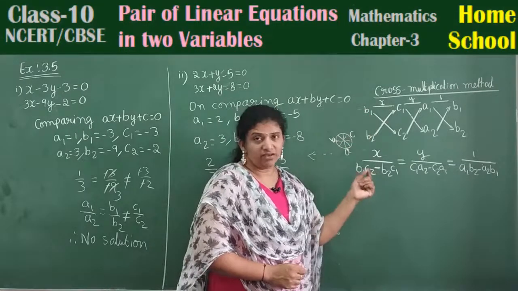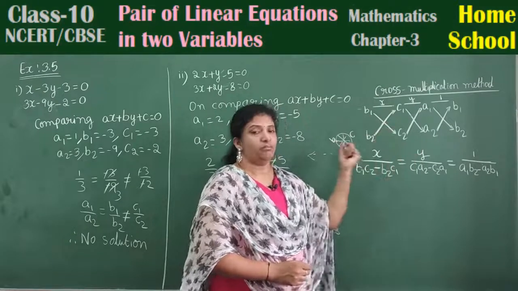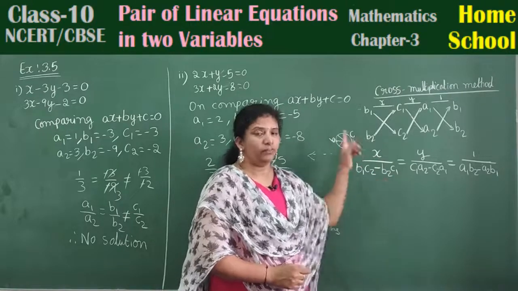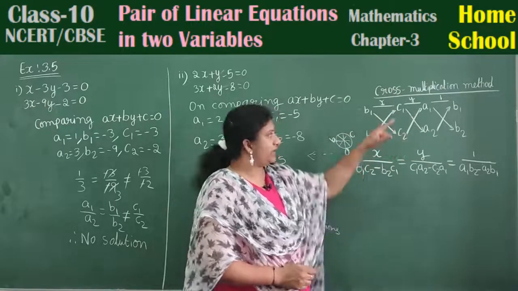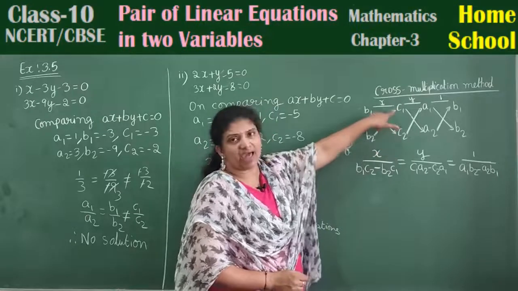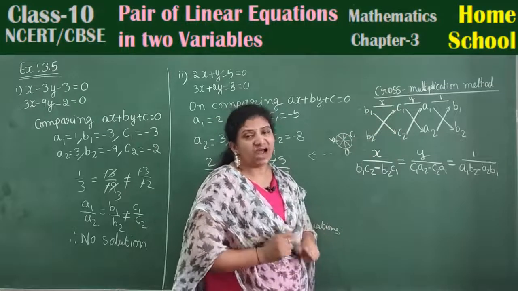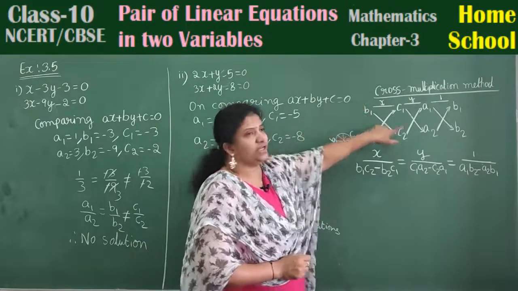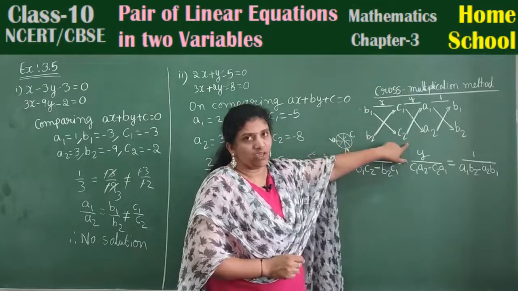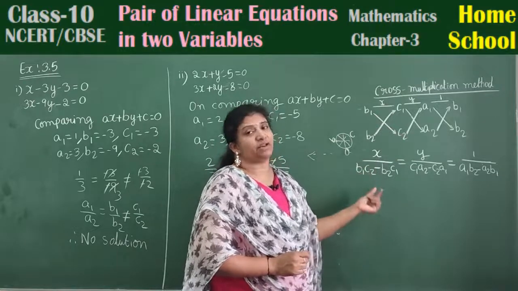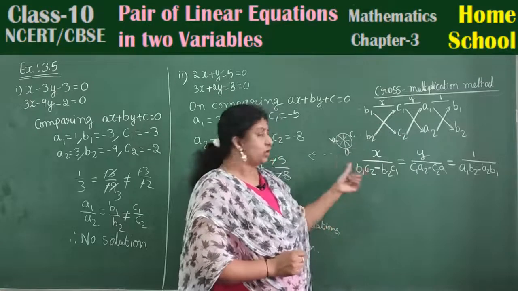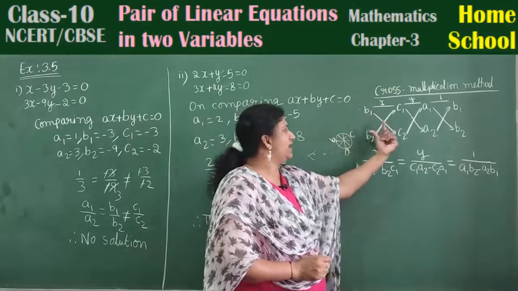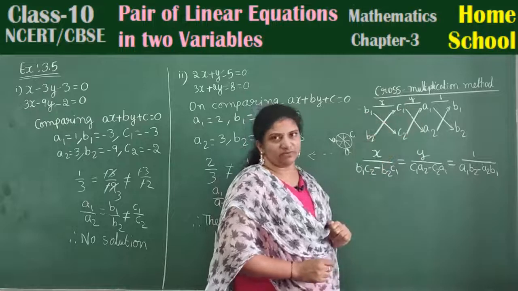B1, C1, A1, B1. B2, C2, A2, B2. Put a cross in between them and then put arrow marks towards the right side. Then you start multiplying in such a way. Start from here, B1 into C2. Okay. Minus, you need to subtract this cross value. Cross product you need to subtract. B1 C2 minus B2 C1.